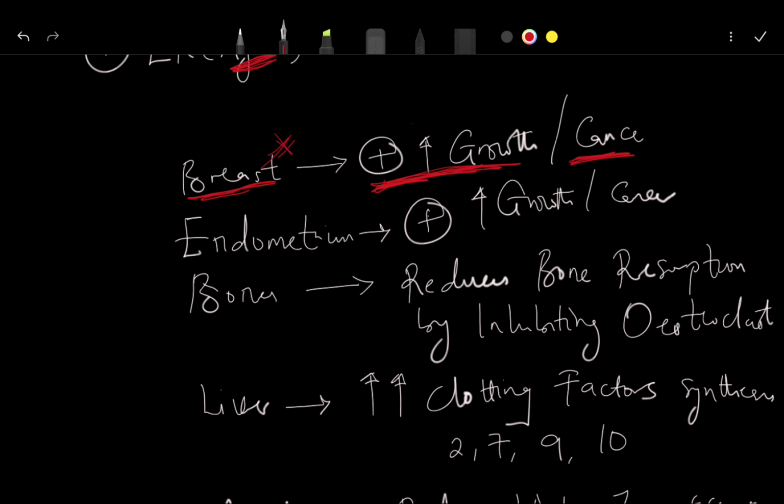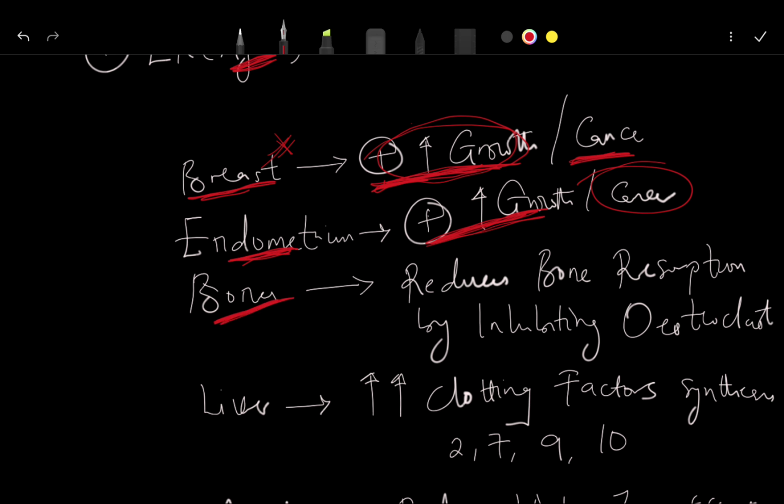Now come to the endometrium. What is the normal effect of estrogen on the endometrium? It causes an increase in growth. Again, it causes growth, and whenever there is growth, it will lead to what? It will lead to cancer. Whenever there's excessive growth that is uncontrolled, cancer is not far-fetched. Whenever growth is not checked, the risk of cancer is always there.